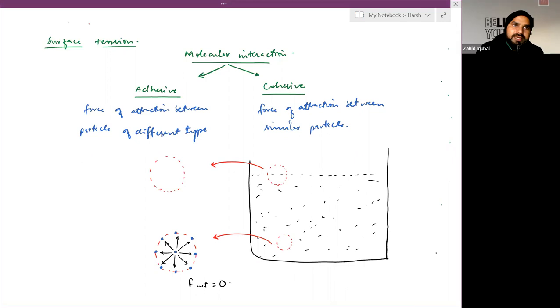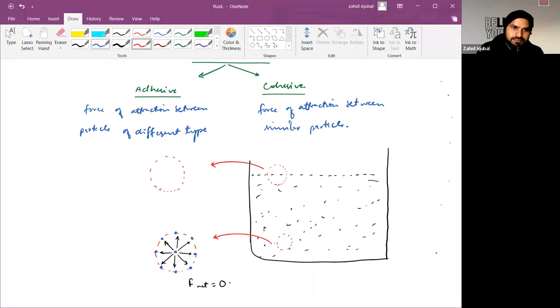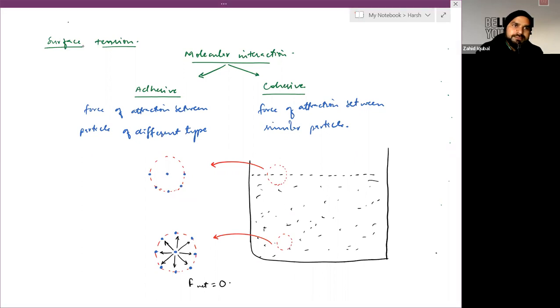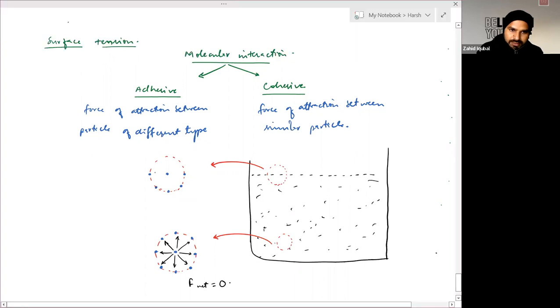In this part, we have liquid, and this particle is interacted with by its neighboring particles along this way. So if you have to calculate the net force on this centralmost particle, will the net force in this condition on the centralmost particle be 0 or not?